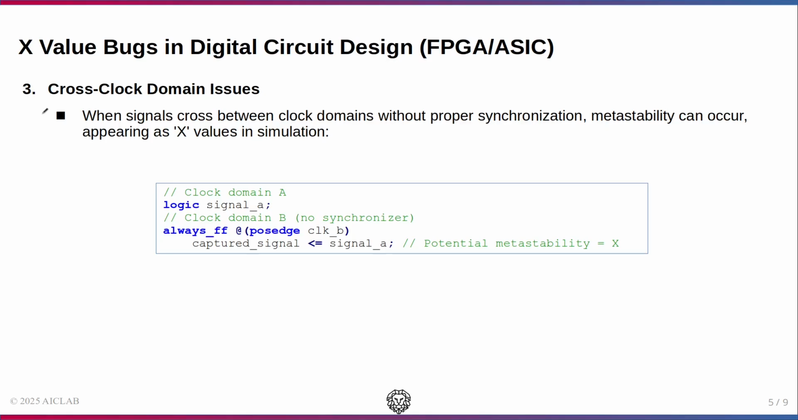Next, cross-clock domain issues. In this example, signal A is in clock domain A, but we sample signal A with clock B. So the captured value may become X because of metastability. The solution to this problem is to use a synchronizer to synchronize signal A with clock B.